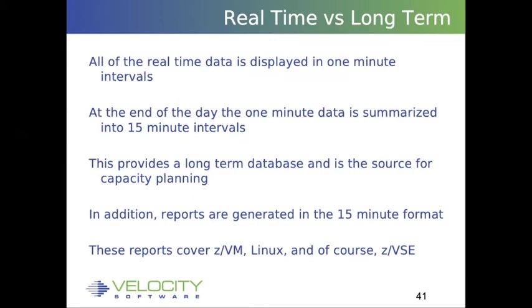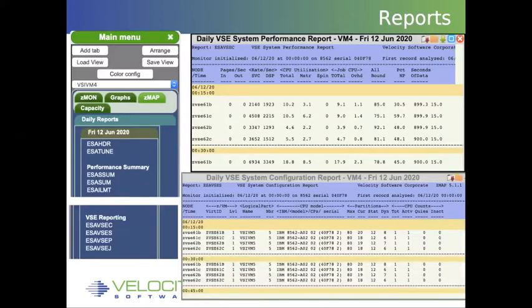These reports certainly cover z/VM and Linux, and of course z/VSE. And if you look at these reports, on the left is the menu item. This is the ZMAP tab in the green on the upper left. It is where all the reports are. And if I scroll down in the report list, I see the VSE reports in the list. The reports mirror almost exactly what the screens look like. So the formats are going to be extremely similar, if not exact.